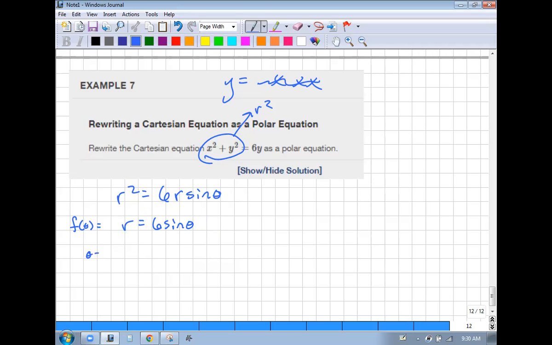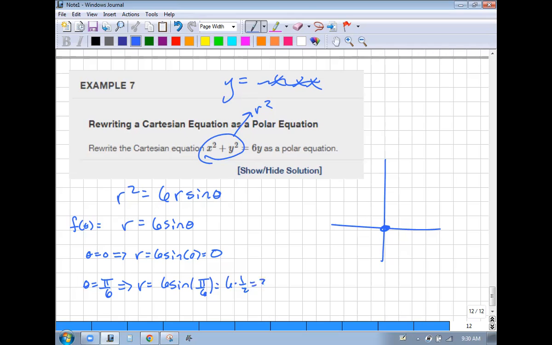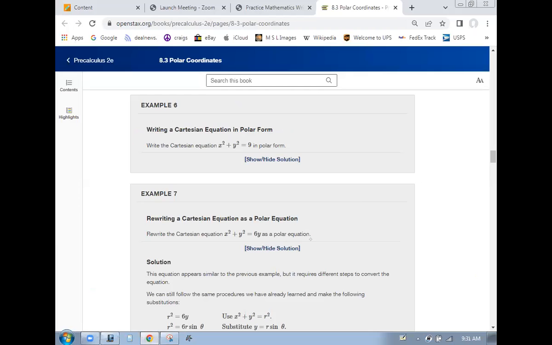Well, let's see. If theta is 0, then r would be 6 times sine of 0. Sine of 0 is 0, so we get 0. So 0, 0 would be a point on our graph, right? Let's see, if theta is, say, pi over 6, then r would be 6 sine of pi over 6. Sine of pi over 6 is a half, right? This is 3. So at pi over 6, I have to go a distance of 3, and so on. So let's cut to the chase and look at the picture.